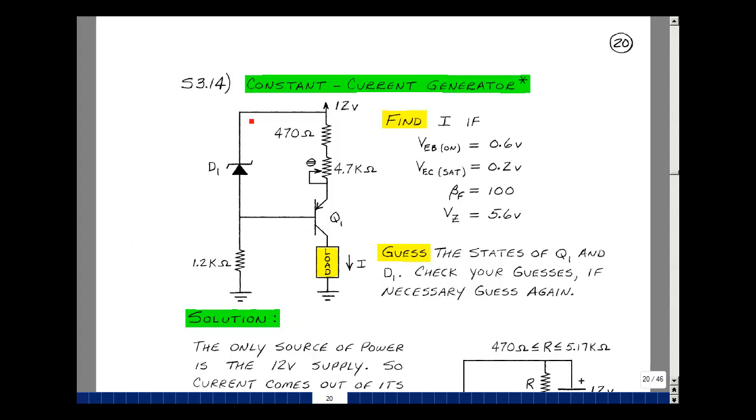So current's going to come out of here, go back down this way, back to ground, and likewise going to go this way. I would guess that this diode is in the Zener region, and because this is called a constant current generator, this would have to be in the active region. That's the only place where you can get a constant current. So I'm going to guess that this is in the active region.